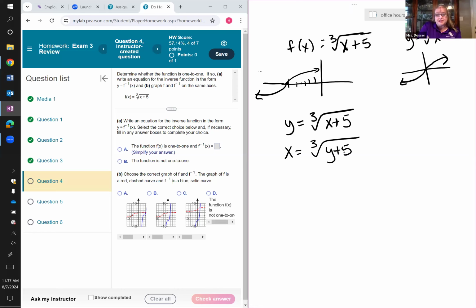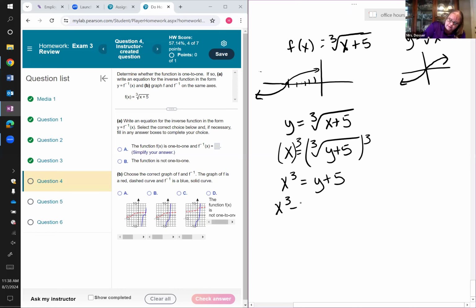To get the y by itself, the first thing we have to do is get rid of the cube root. Well, we undo a cube root by cubing it. So we're going to raise both sides to the power of 3. Again, we have to do it on both sides. So we get x cubed on the left, and on the right, the cube root and the cube power cancel each other out. We get just y plus 5. Remember, we're still trying to get y by itself, so we can subtract 5 from both sides to get x cubed minus 5 is equal to y.